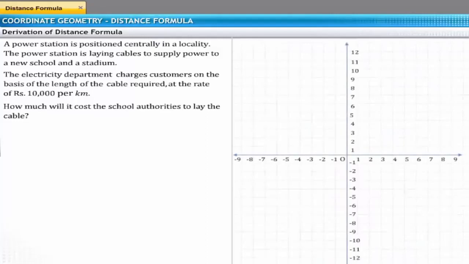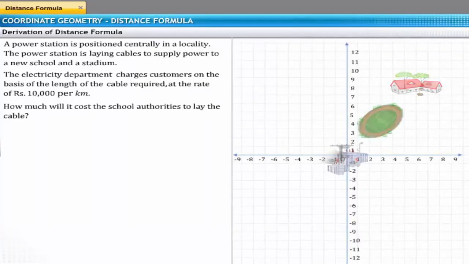Let us refer to the graphical map that shows the power station, the school and the stadium. Since the cable has already been laid from the power station to the stadium, the power station will lay the cable from the stadium to the school. To calculate the length of the cable, we will calculate the distance between the stadium and the school. In the graph, the coordinate of the stadium is 3, 4 and the coordinate of the school is 6, 8.